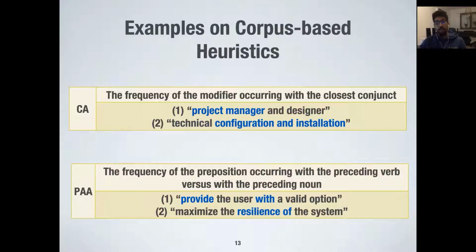For PAA, we check how frequent the preposition occurs with the preceding verb versus with the preceding noun. As we see in the examples, the preposition with is attached to the verb provide, while the preposition of is attached to the noun resilience.